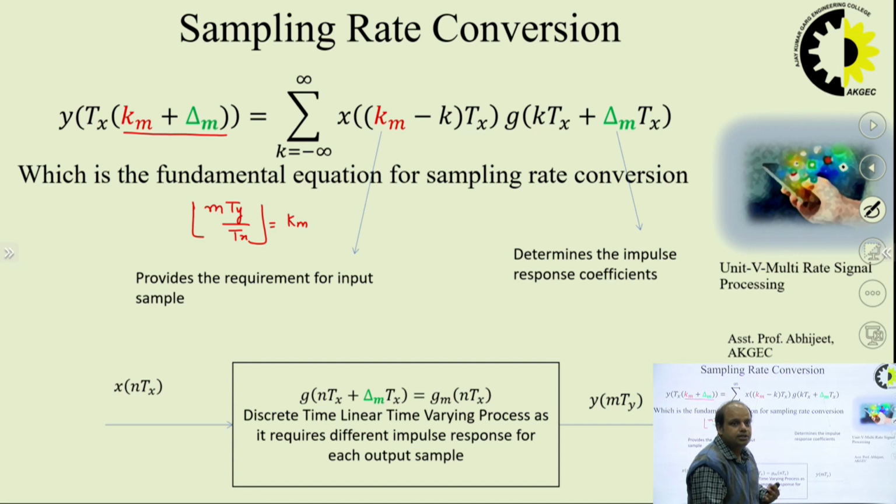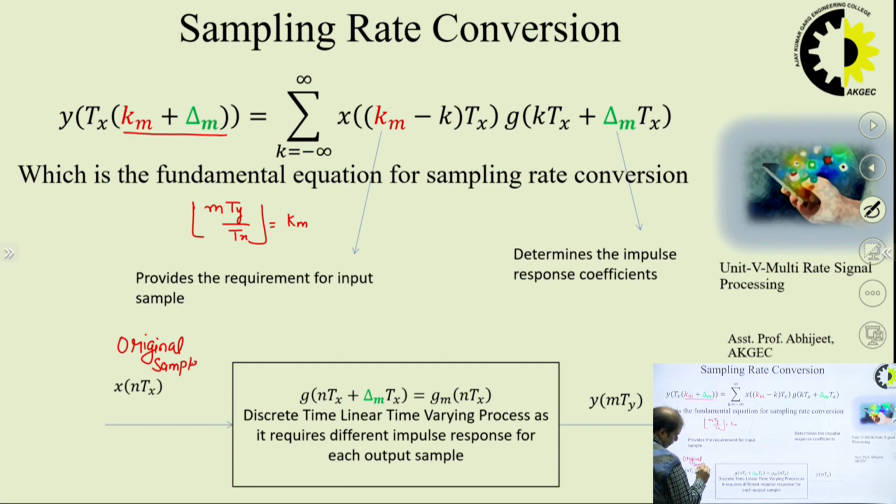So what is the change in the impulse response that is required? If I represent this in linear systems, it is basically transmitting the original sampled signal through a filter having an impulse response of g(n tx plus delta m tx). Tx is common basically, and this is a discrete time linear time varying process, as it requires a different impulse response for each output sample, isn't it?